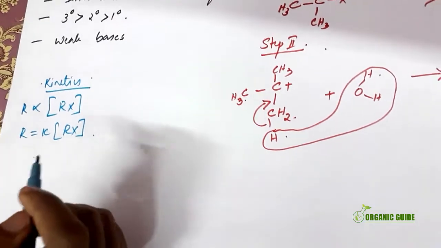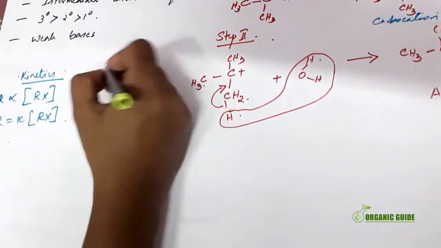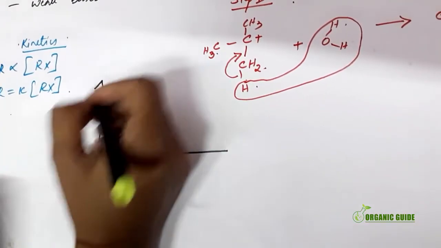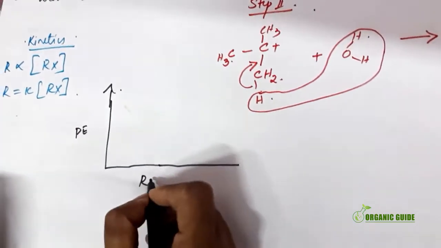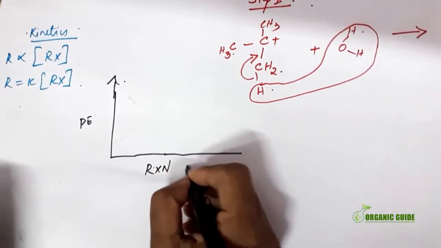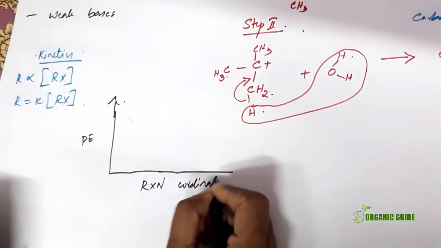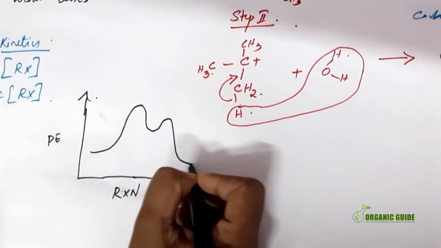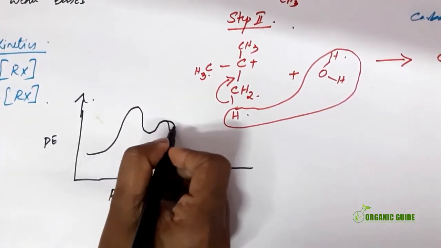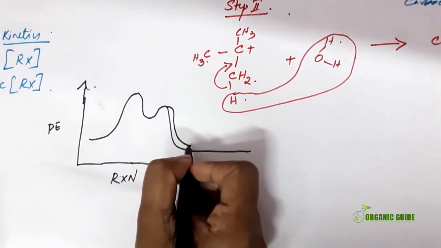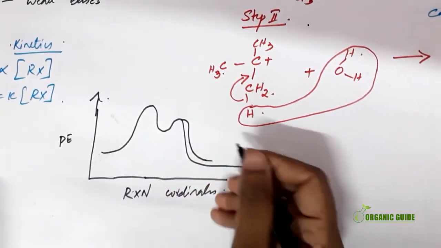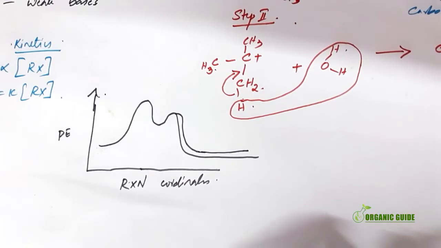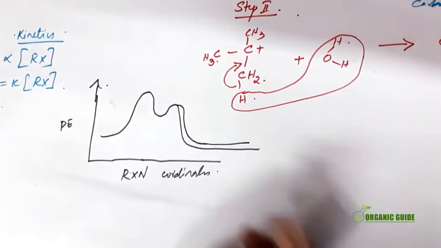And moving to its energy profile diagram. The diagram is also similar to SN1. It will have two peaks, and if we are using a substrate having two beta carbons, we will get two different products. So this is the energy profile diagram for E1 mechanism.